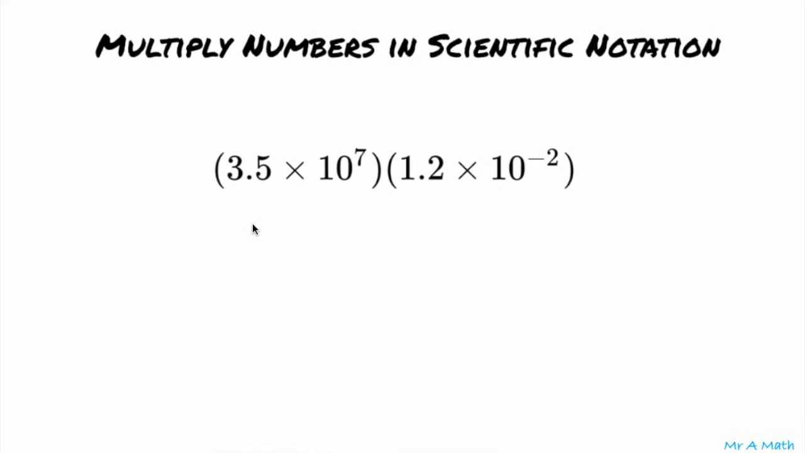If I'm multiplying numbers in scientific notation, one tendency we have is getting out our calculators and just typing in 3.5 times 10 to the 7th times 1.2 times 10 to the negative second. But we're going to look at things a little bit more algebraic today.